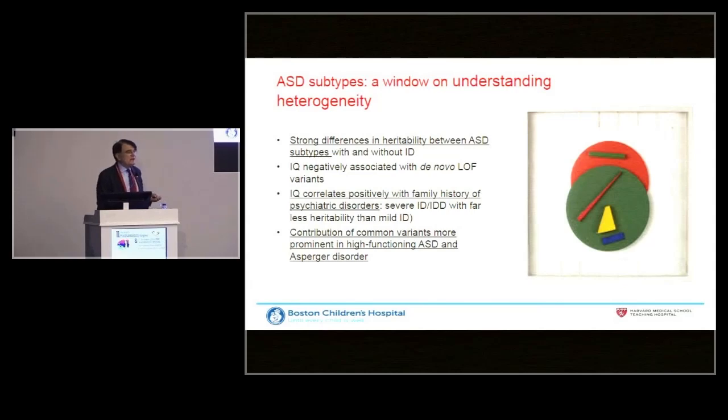This is something we actually threw out in terms of the definition, but it's the most important element that predicts heritability: intellectual disability. It's not unique to intellectual disability, it's unique to autism. IQ correlates positively with family history of psychiatric disorders. What does that mean? As the IQ goes up, the history of psychiatric disorders goes up. Hence there is more work for psychiatrists working with high-functioning people with autism, right? And the contribution of common variants is also greater in high-functioning ASD cases.